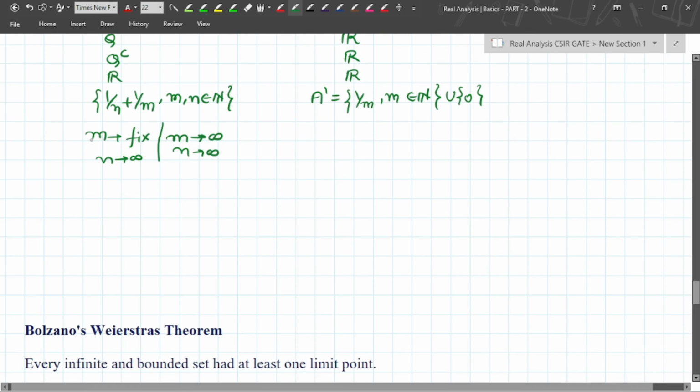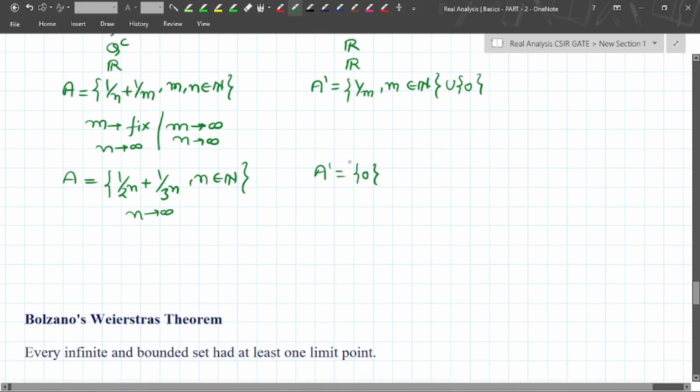Okay, so this is the set A and its derived set. Now if it is 1 by 2 power m plus 1 by 3 power n, where n belongs to natural numbers, what is the limit point in this case? The limit point will be 0. If n tends to infinity, these both will be 0. So for the derived set, there is only a unique limit point. This is the derived set, the set of limit points.